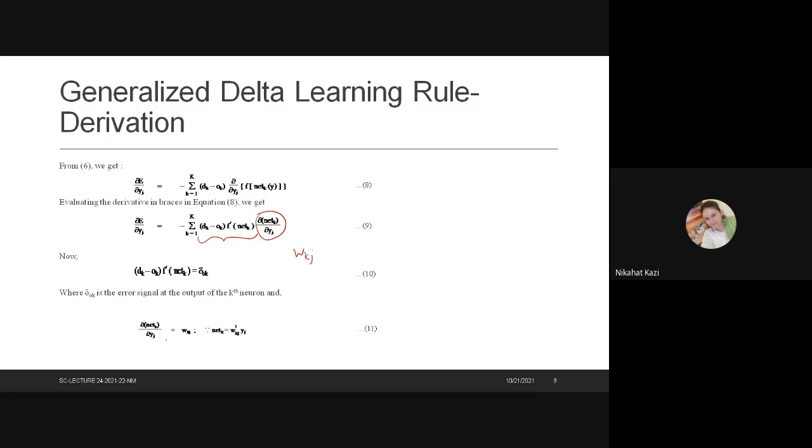Further simplify that equation, and the derivative of y with respect to y will be 1, times this WKJ you take outside. So this term actually equals WKJ. So what you have got is minus the summation of delta OK times WKJ. This is the expression for dou E by dou Y.